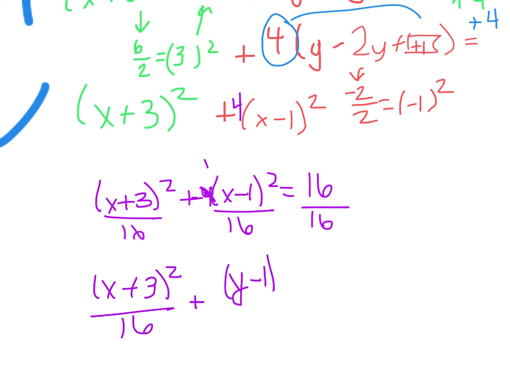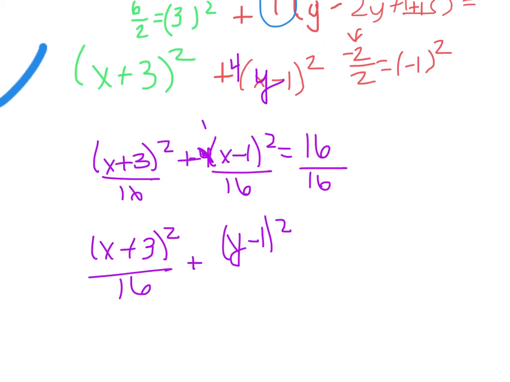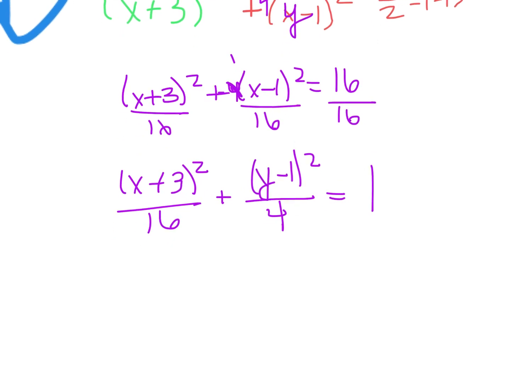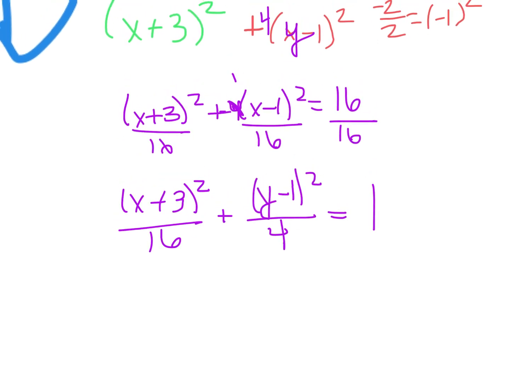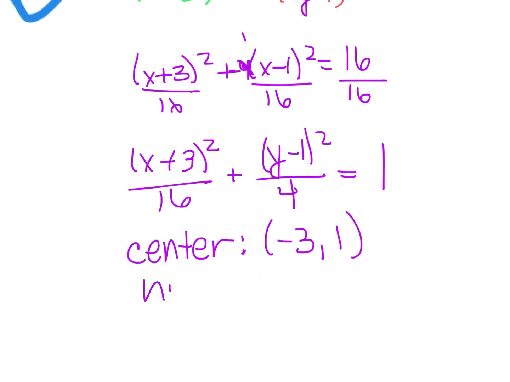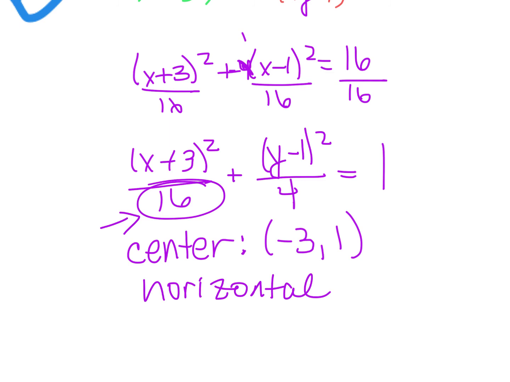Y minus 1 quantity squared over 4 equals 1. So you can determine a lot of things from this problem. We just found the standard form of the equation, but you guys could tell me the center, right? By looking at this, the center is going to be at negative 3 comma 1 because x is first, y is second. I know that this is going to be a horizontal ellipse because my major axis is A and it's with my x value. So you guys should be able to recognize that from this problem.